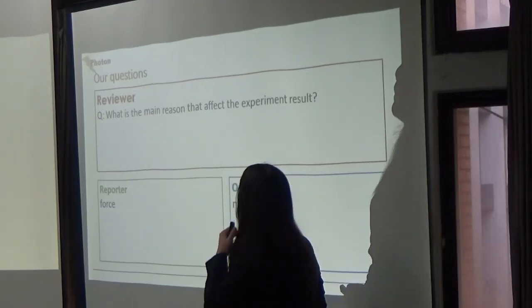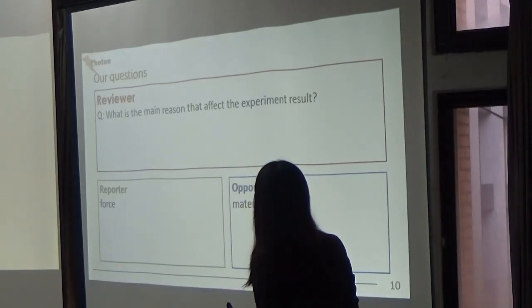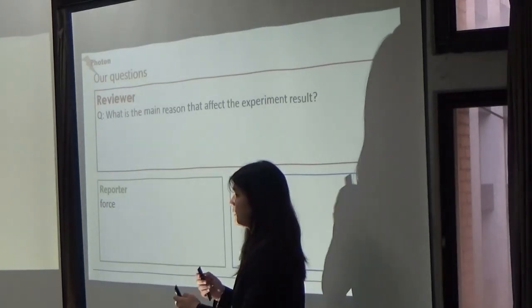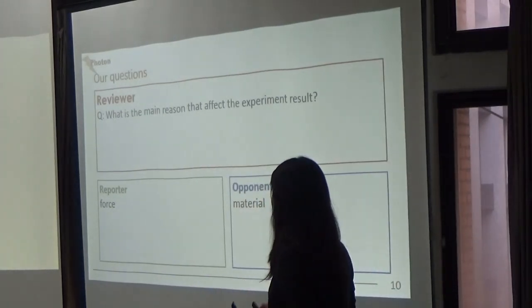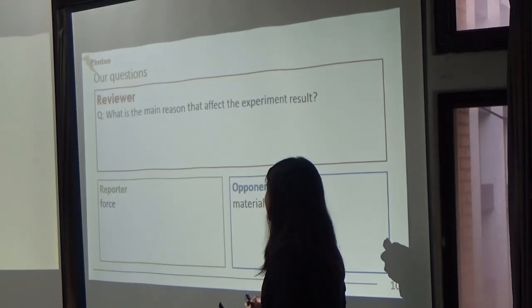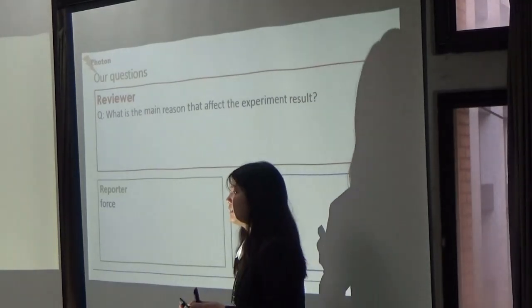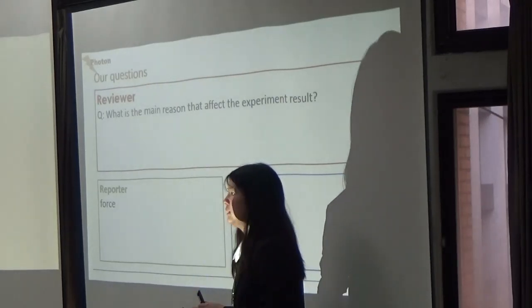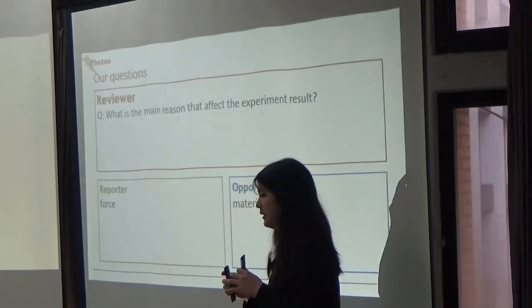And about our question, what is the main reason that affects the experimental result? The reporter said that it will be the external force, and the opponent said that it will be the material of the ruler. I think both are correct, but when we get the data, we need to consider the energy loss in this experiment.